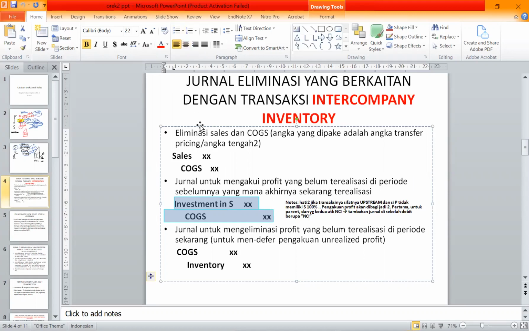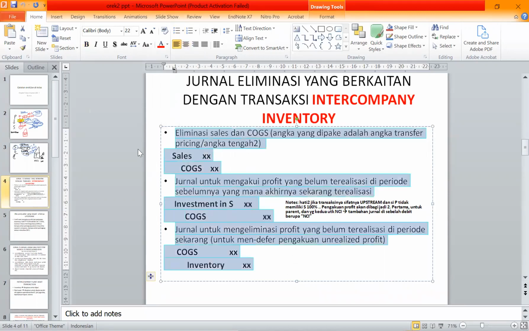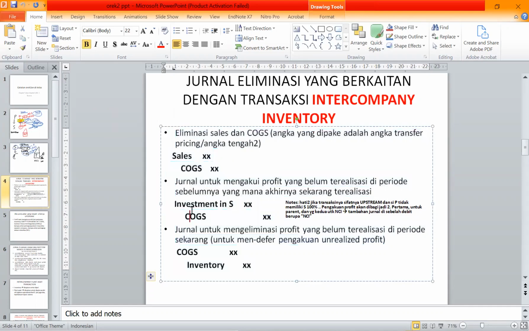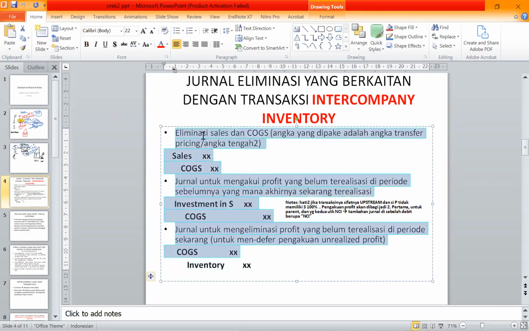So these are the basic journal entries, and the assumption is that the type of intercompany inventory transaction is downstream, because later on you will see that when the transaction type is upstream sales, there is a little bit of difference in the journal entries. So keep in mind that these are the journal entries under the assumption that the intercompany inventory transaction is downstream.